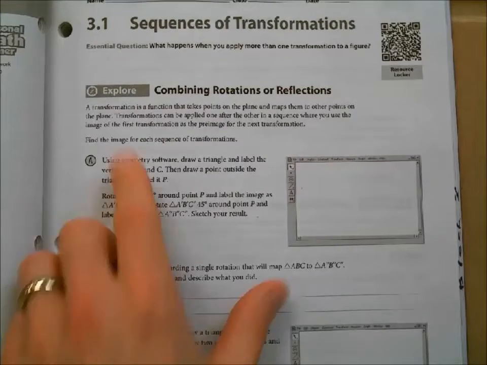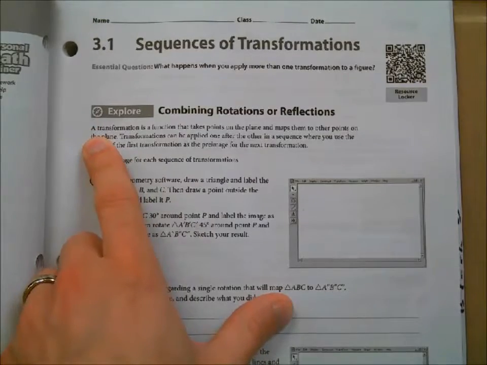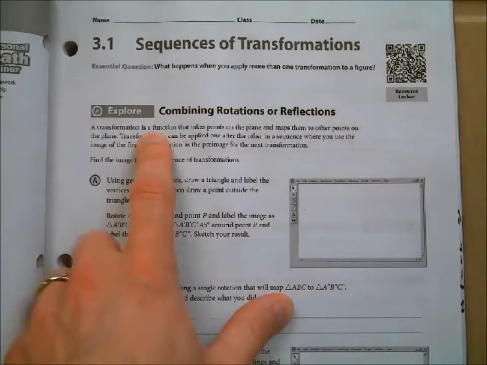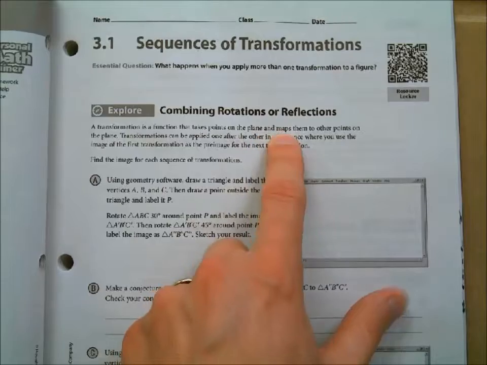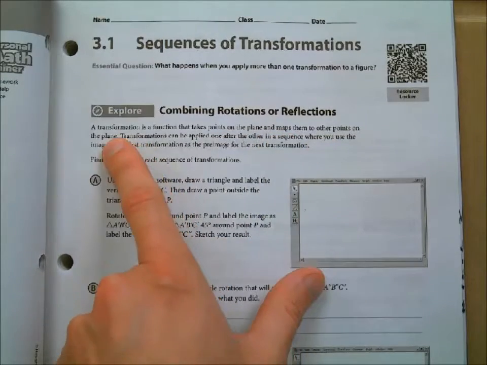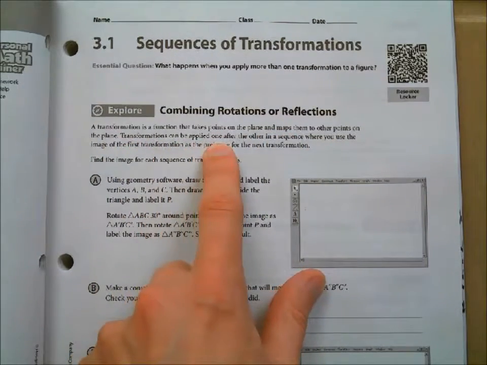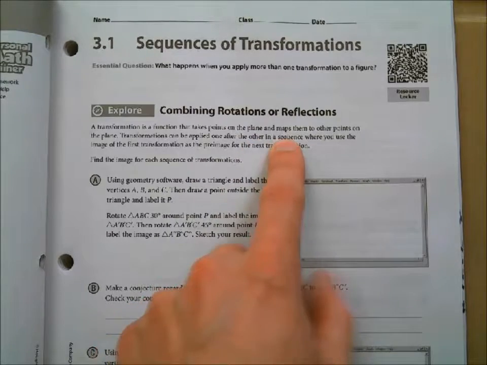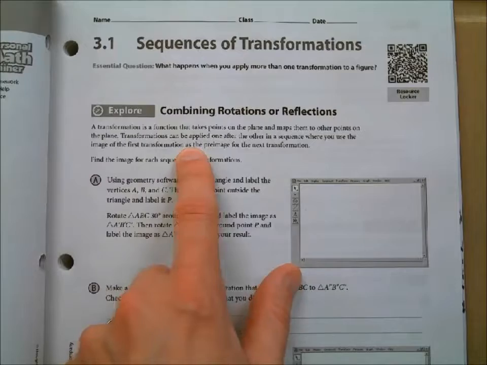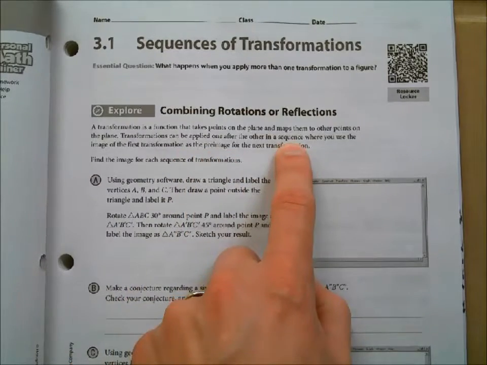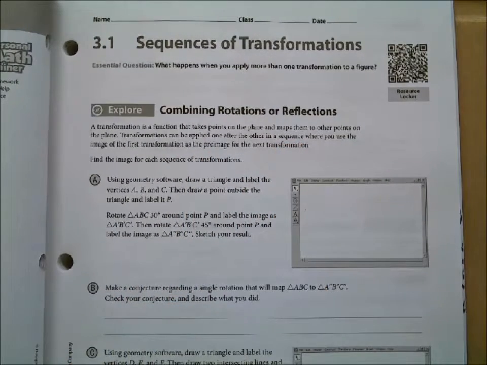So we can think of a transformation as being a function that takes points on the plane and maps them to other points on the plane. Transformations can be applied one after the other in a sequence where you use the image of the first transformation as the pre-image for the next transformation. So we're going to be asked to do this here.